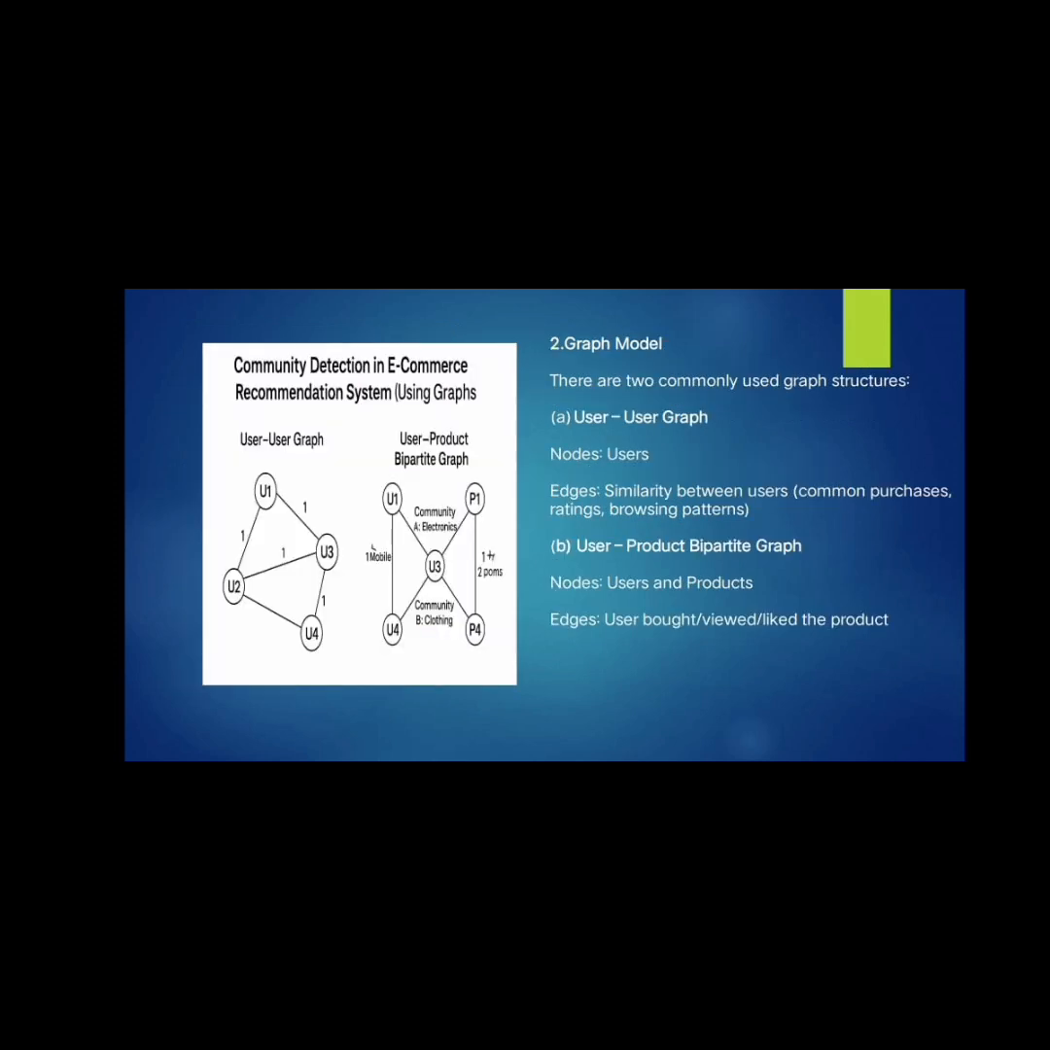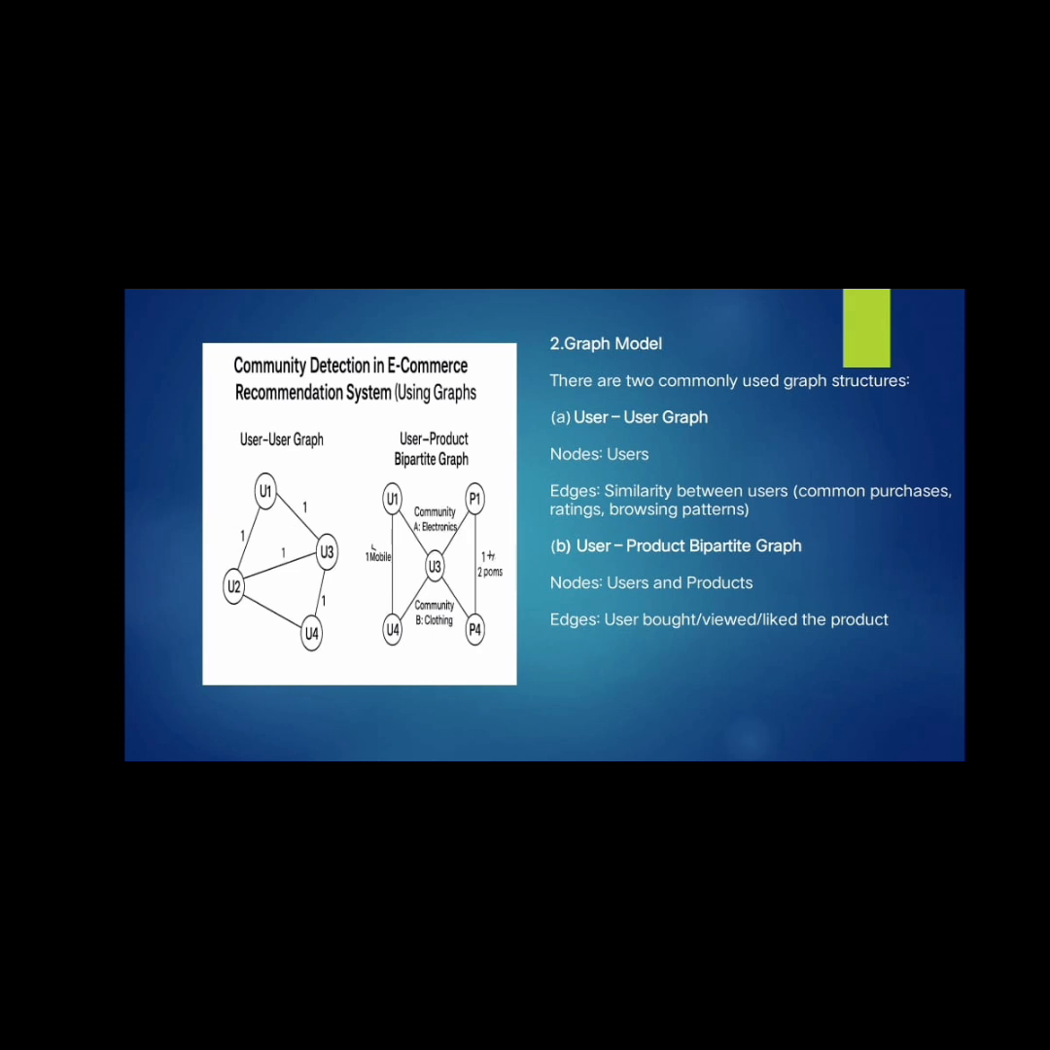There are two types of graph model: user graph and user product bipartite graph. First, user graph. Here, nodes represent the users. Edges represent the connection between the users who show similar behavior. For example, they bought similar products, gave similar ratings, or viewed similar items.